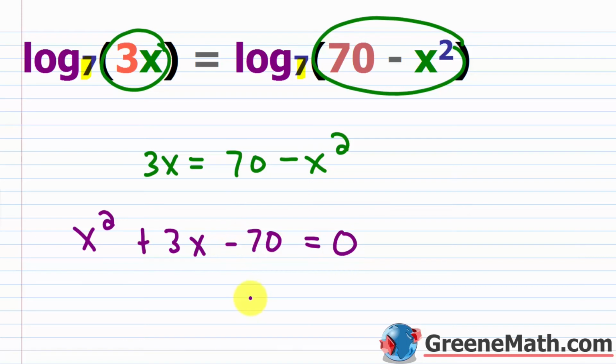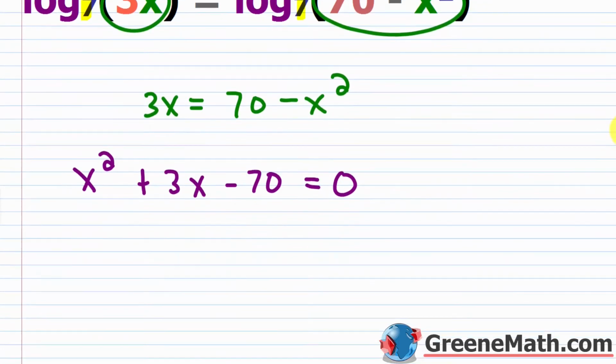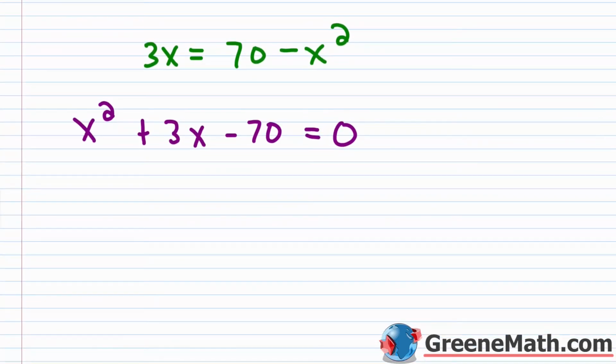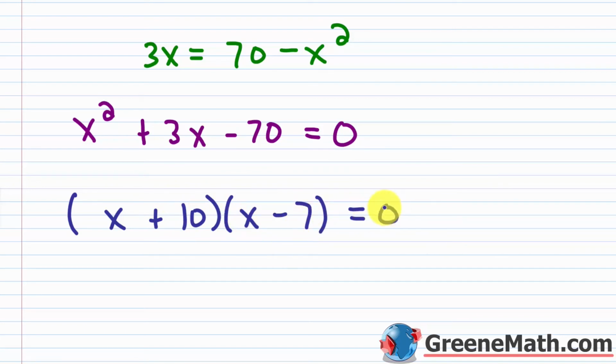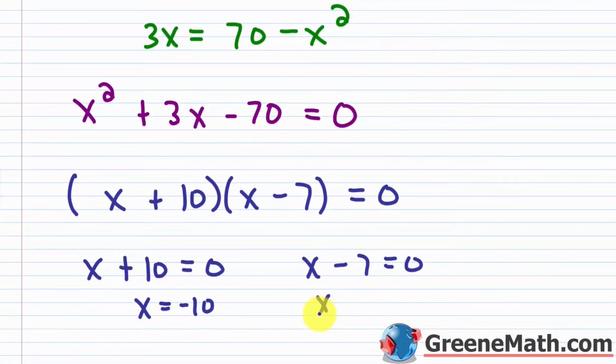From this point, I can solve this using factoring, or I can use the quadratic formula, or I can even complete the square if I want. It doesn't really matter, whatever you want to do. I'm just going to solve it with factoring because it's usually the fastest. So I'm going to factor this and say this is x plus 10, and then x minus 7, and this equals 0. From here, I'm going to set each of these equal to 0. So x plus 10 equals 0. Of course, the solution here is that x is equal to negative 10. And then if I say x minus 7 equals 0, of course, the solution is x equals 7. So these are the two proposed solutions, x equals negative 10 and x equals 7.